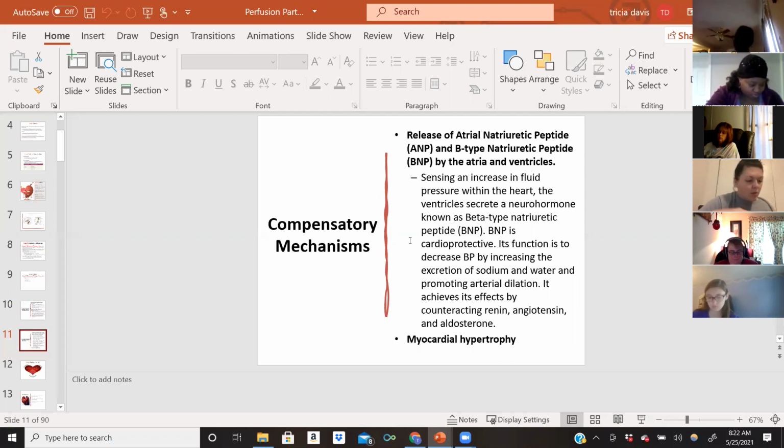And so this whole process that we talked about is going to cause myocardial hypertrophy, because that heart is going to be working in overtime. So it's going to enlarge, which is going to cause heart failure.